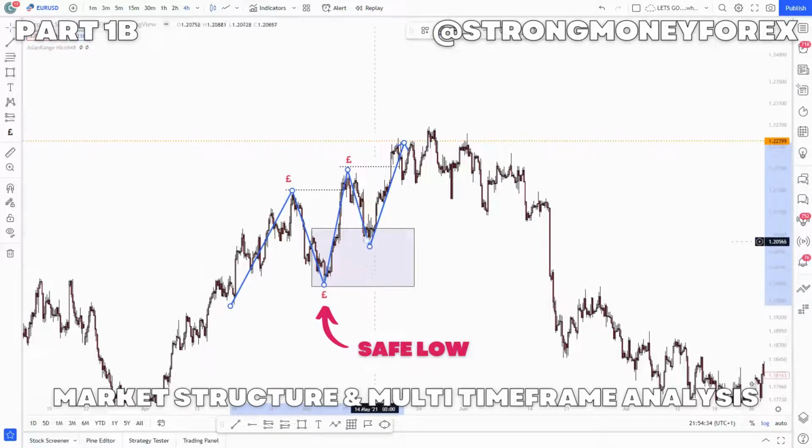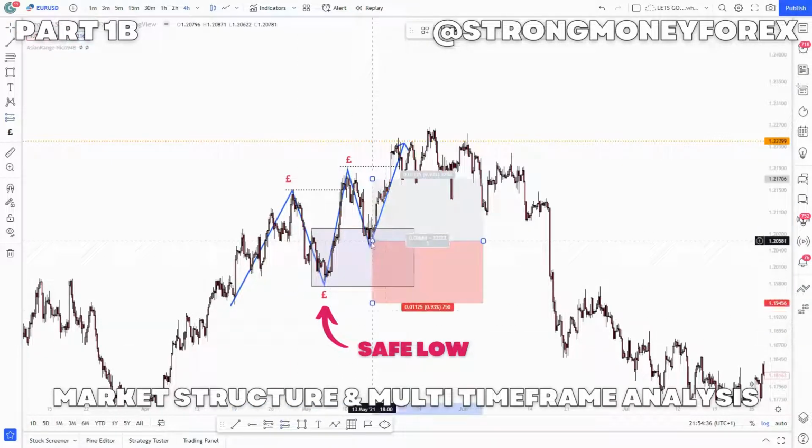So this is now protected. So this is a pretty safe way to trade, and this is why we use structure. This is how important structure is.